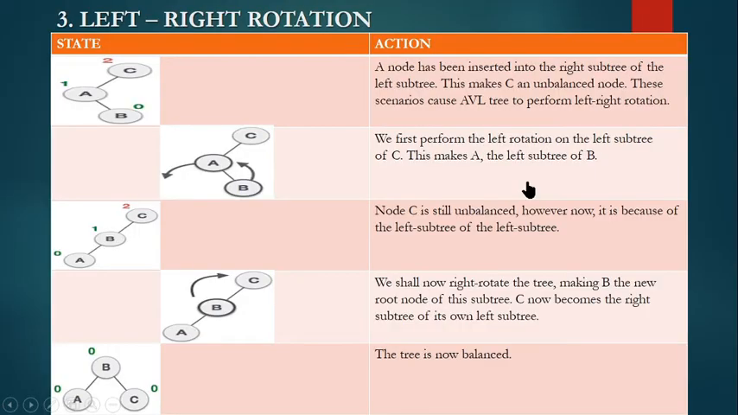Now, look at a situation. You have a tree structure something like this. Imagine we have some subtree. Don't consider this C as a root. Think of C as a parent of A, and A as a parent of B, in some tree structure. Consider B is the new node which I have inserted. A node has been inserted into the right subtree of the left subtree. You can see A is the left of C and B is the right of A.